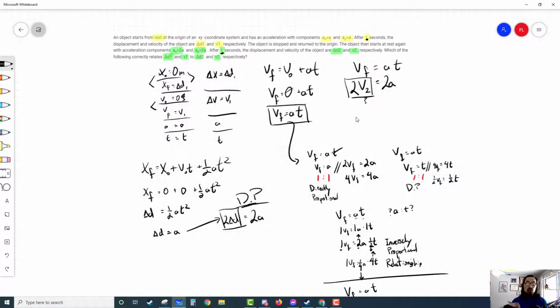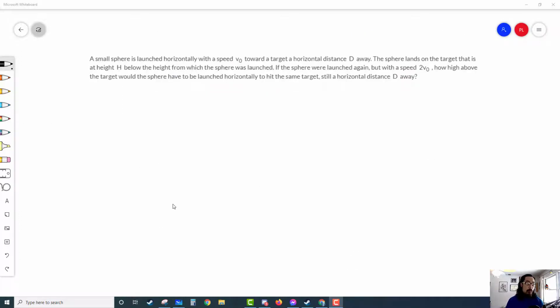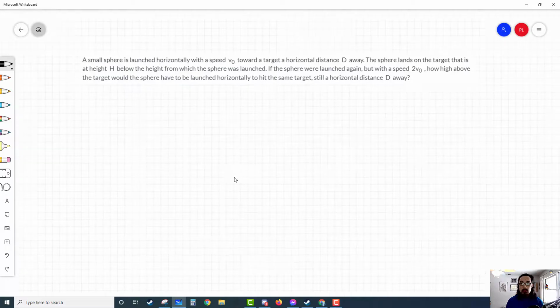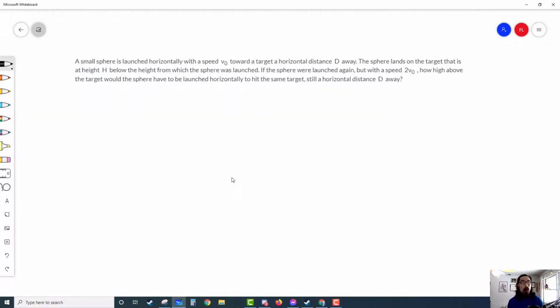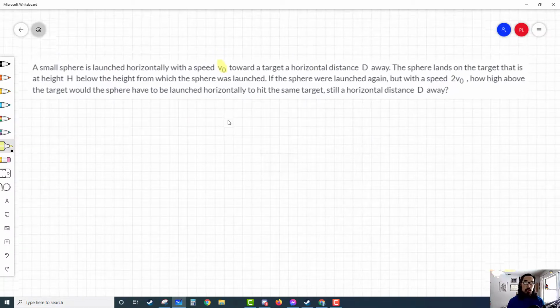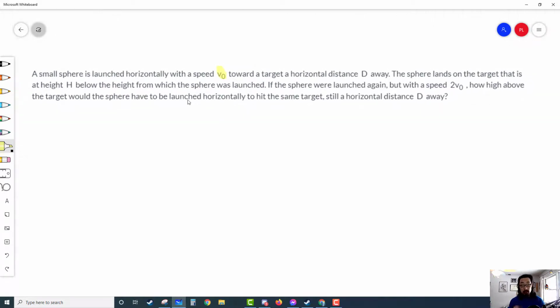Okay, so we're going to use the same idea to answer number 5. This is question 5. We have a small sphere that is launched horizontally with velocity v initial. Once again, I'm going to be identifying all the important variables that they give us. Remember what I said: usually in a word problem, these variables would also have a number attached. So we have a small sphere launched with speed v toward a target that is a distance d away.